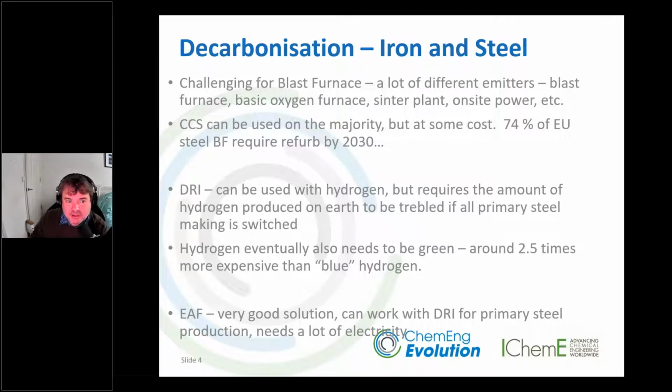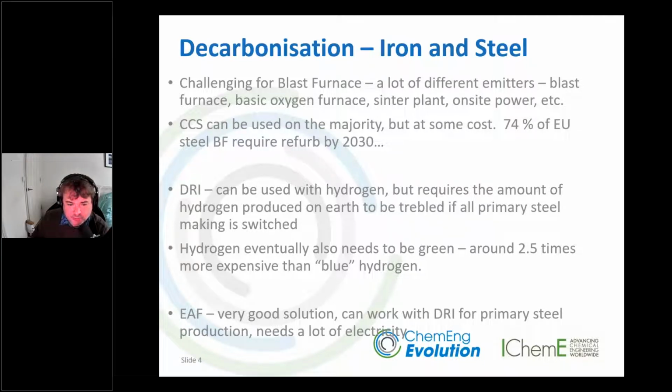Right. Direct reduction of iron can be used with hydrogen, but the trouble here is that when you do a back of the envelope calculation, you'd have to about treble the amount of hydrogen that's produced on Earth if all of the primary steel making was switched from blast furnace to direct reduction with hydrogen. And the hydrogen eventually needs to become green. And at the moment, unfortunately, it's around 2.5 times more expensive than blue hydrogen.